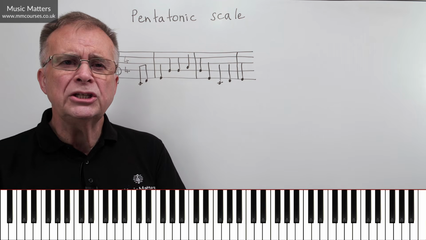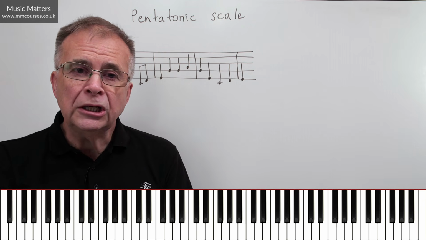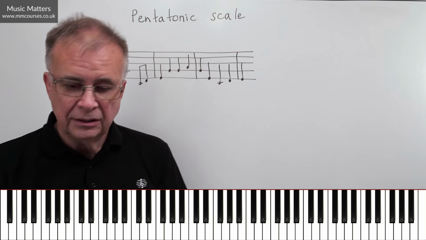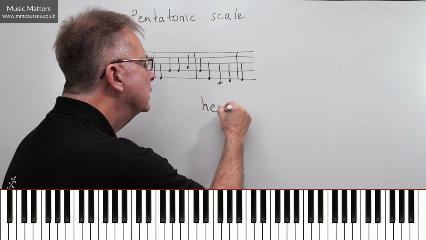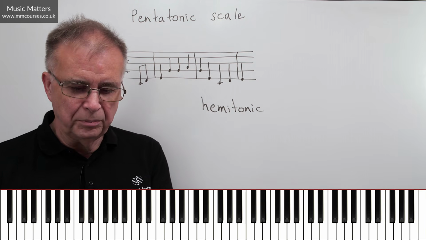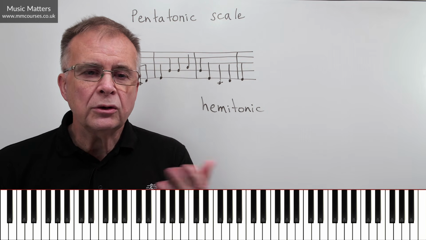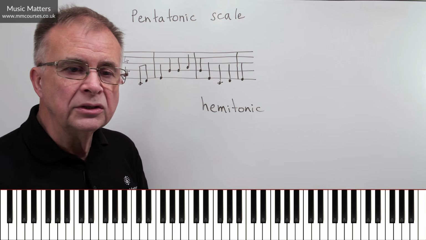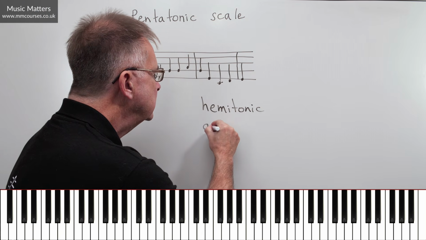But we've got basically 2 types of pentatonic scale. We've got a pentatonic scale that includes semitones, and that's called hemitonic. I'll just put that up here for you. So, hemitonic. Okay, so there's hemitonic, a pentatonic scale that includes semitones. We've also got a pentatonic scale that doesn't include semitones, and that's called anhemitonic. So, anhemitonic.